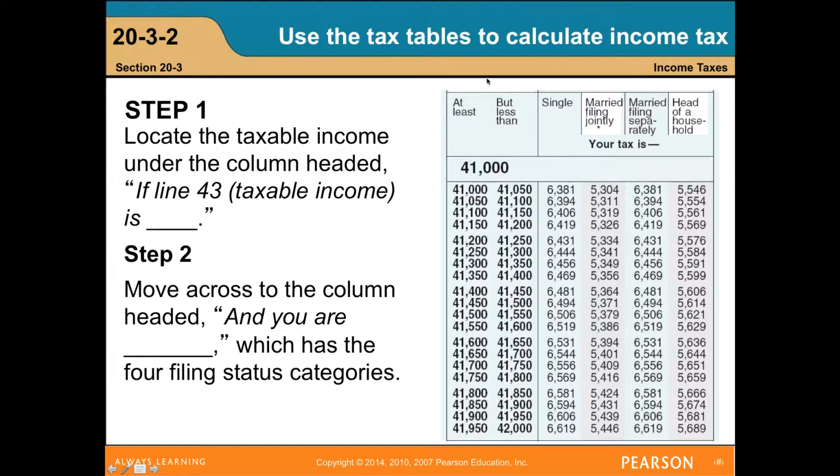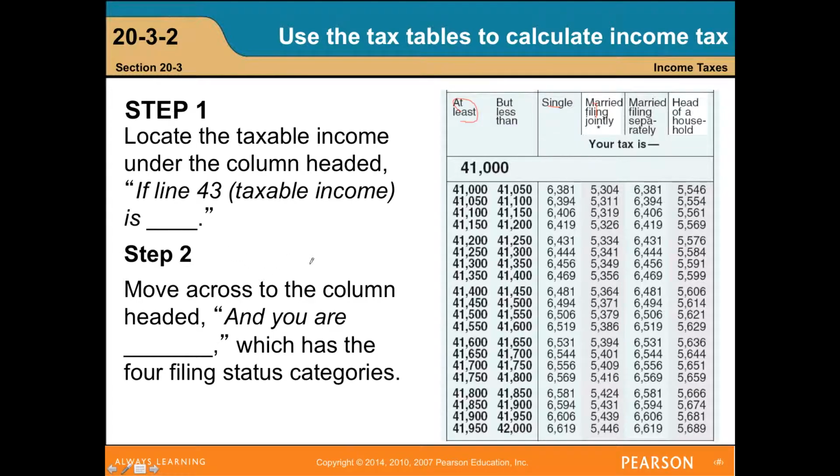Use the tax tables to calculate income tax. Locate the taxable income under the column headed "If line 43 taxable income is," and here you're able to find it. Here it has "at least 40,000 but less than 41,000." You have single, married filing jointly, married filing separately, and head of household, and you'll notice that there's different amounts for each one. So marital status plays a big role in the taxes that you pay.